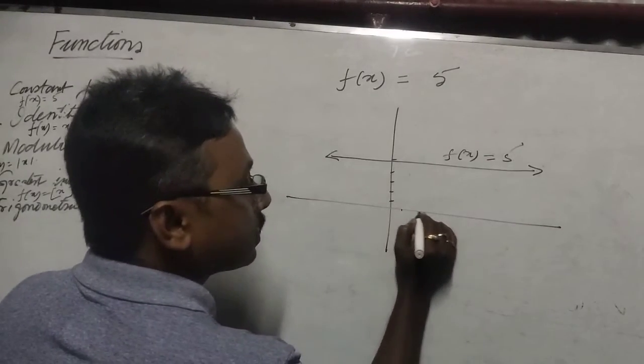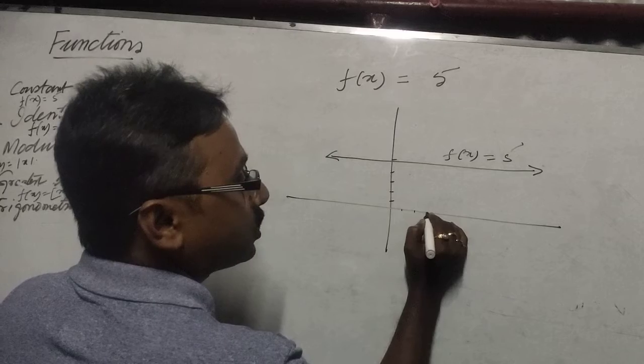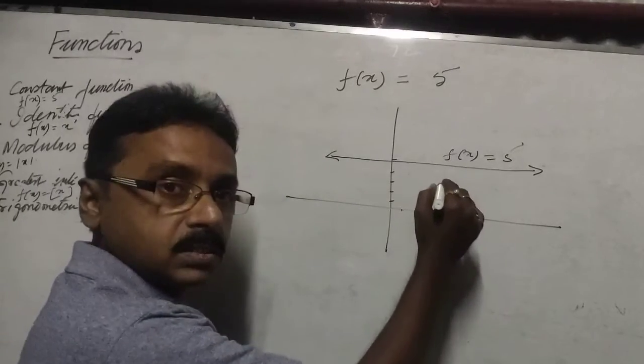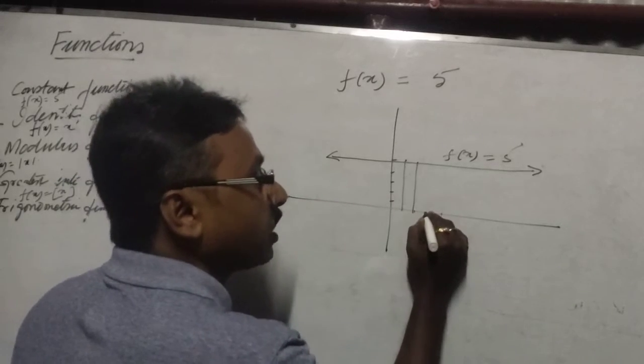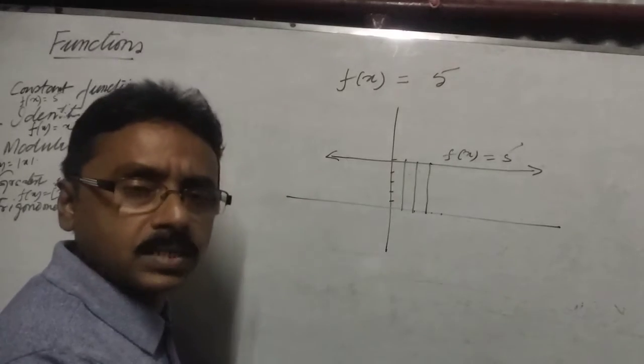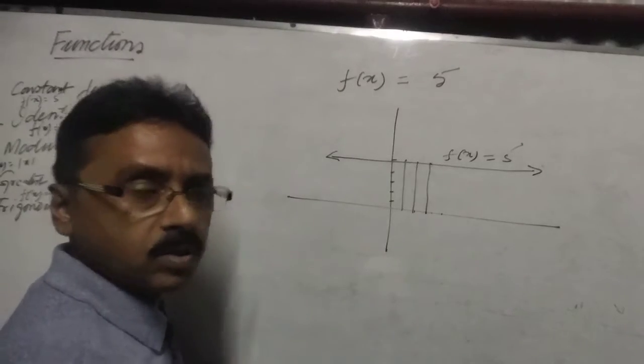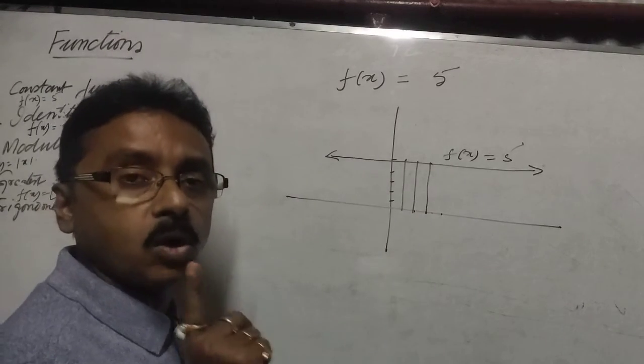Now whatever x I take, for each and every value of x, there is an image. See, for x equal to 1, it is 5. X equal to 2, it is 5. X equal to 3, it is 5. Whatever x I take, f(x) is always 5. So it is a function and it is called the constant function.